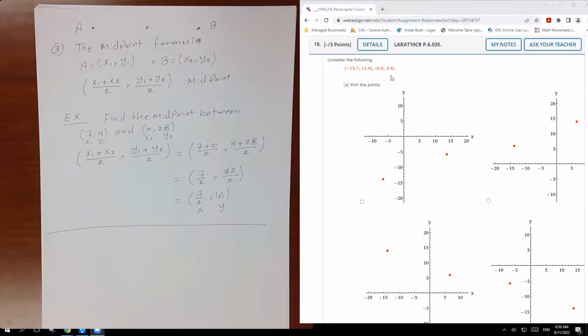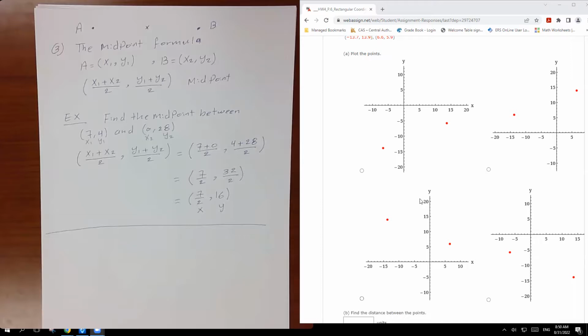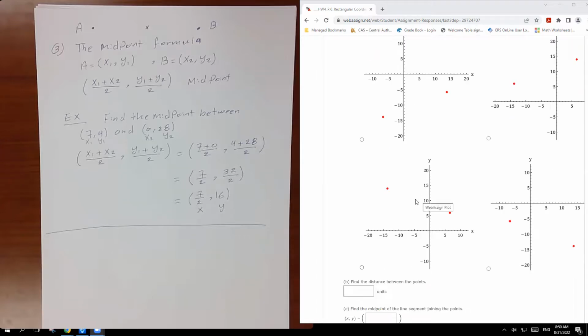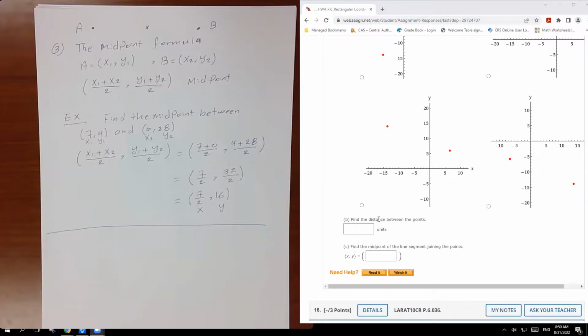You're gonna graph these points, choose the right graph, and be careful: the first point is -13.7 and 13.9, and the second point is 6.6 and 5.9. So choose the right graph. Then the second part of this example is to find the distance between the points. So you're gonna use the distance formula and write down the result here.